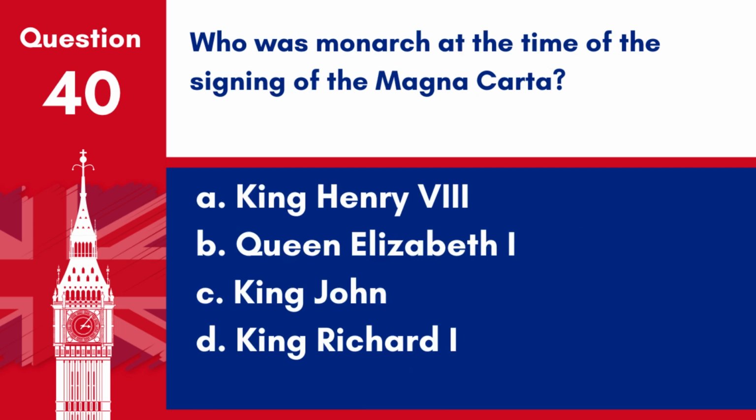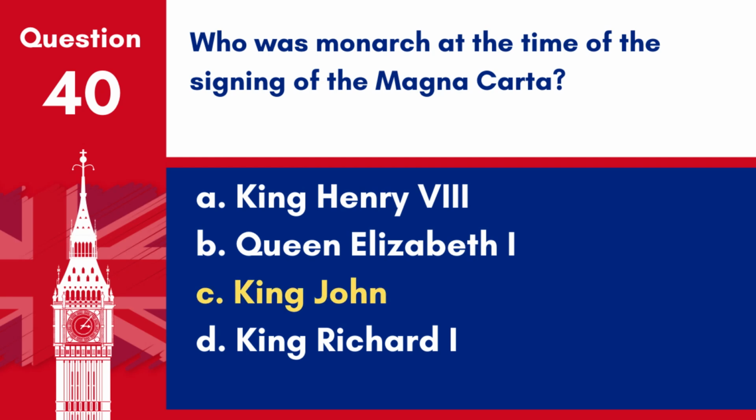Question 40. Who was monarch at the time of the signing of the Magna Carta? A. King Henry VIII. B. Queen Elizabeth I. C. King John. D. King Richard I.